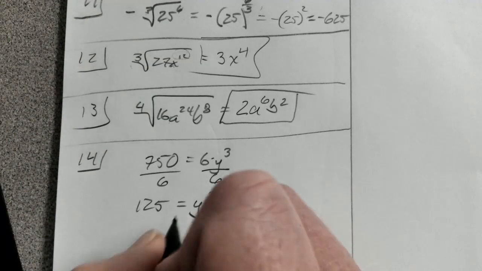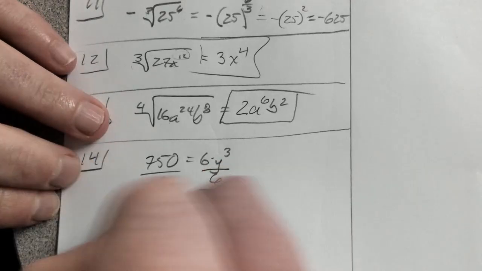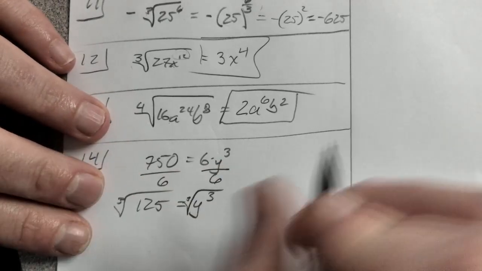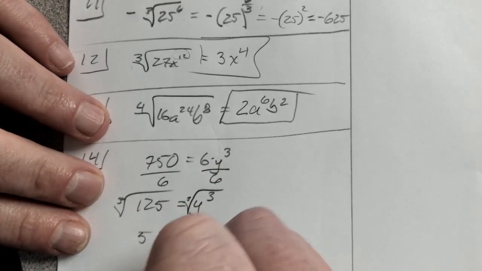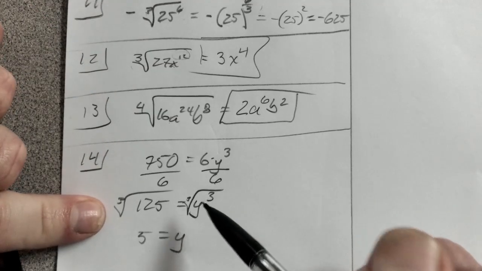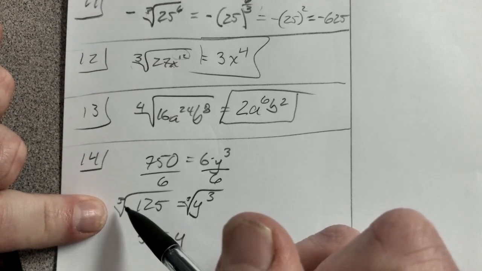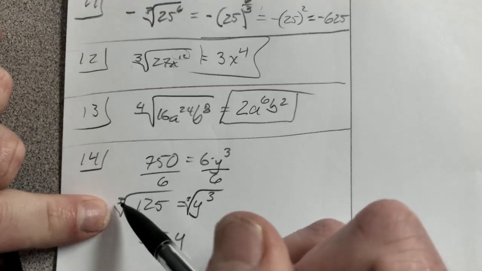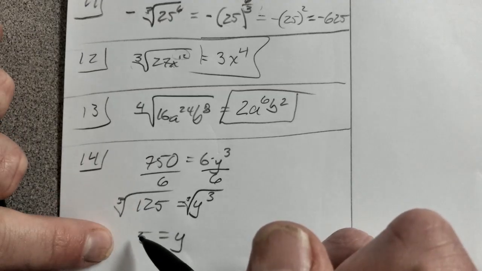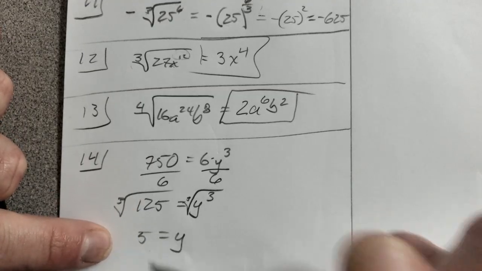Now to get y by itself, we're going to cube root both sides. So we take the cube root and the cube root. So 5 is equal to y. Since this is an odd index, right? The number 3 is an odd number. An odd index, I only need the positive principal root.